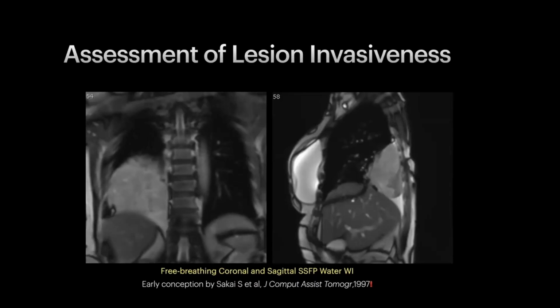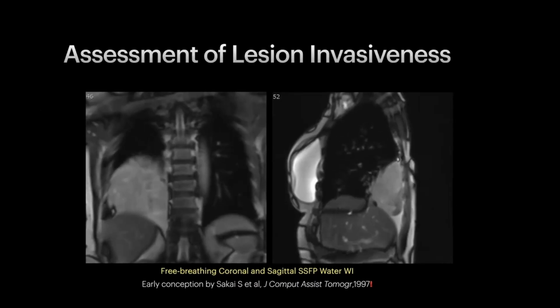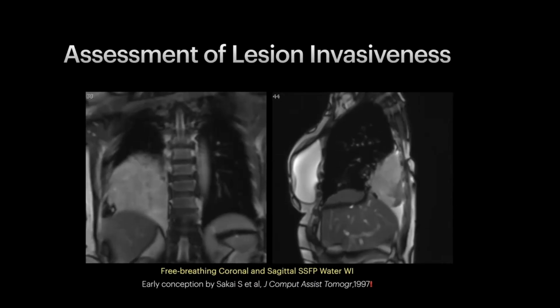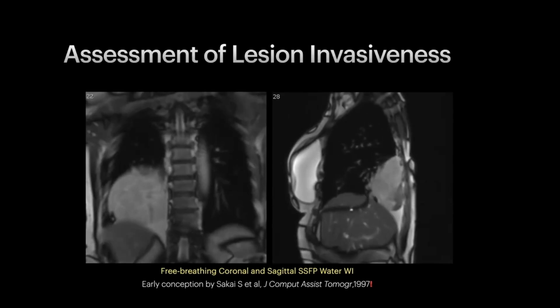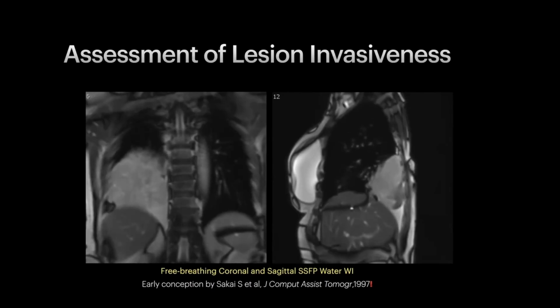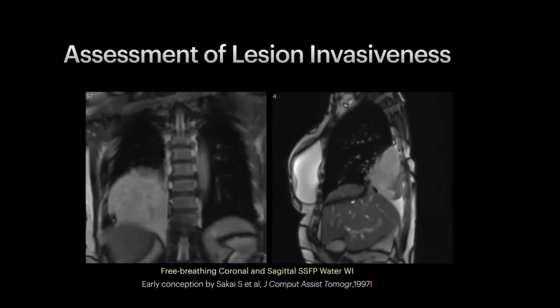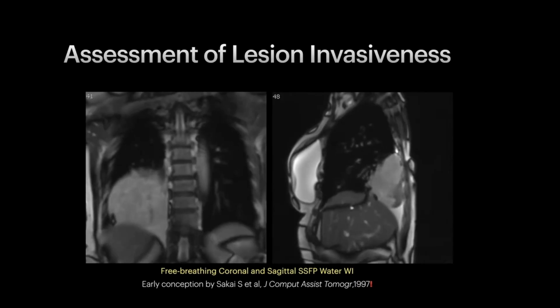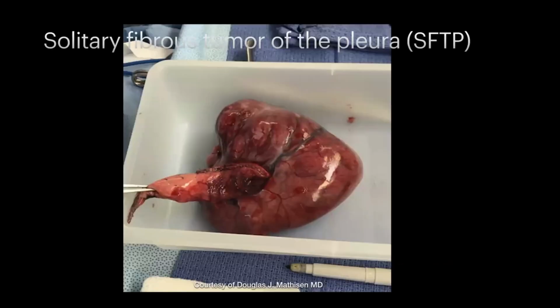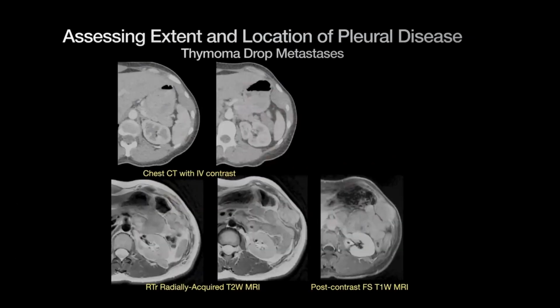The same MR sniff test can also be used to evaluate invasiveness and whether a lesion is stuck to the chest wall. This was actually a solitary fibrous tumor rather than a thymoma. Note in this case it was more posteriorly located, but that doesn't matter. I just wanted to highlight how we can use the same tool to assess whether a lesion is stuck to the chest wall. This came out very easily, and the surgeon really appreciated having the heads up about that.